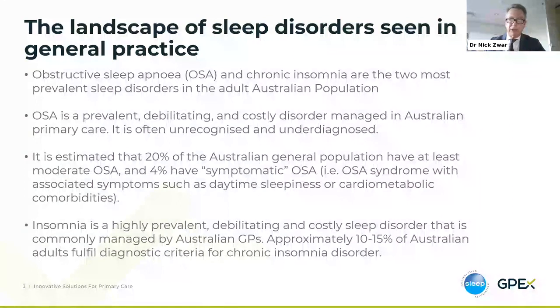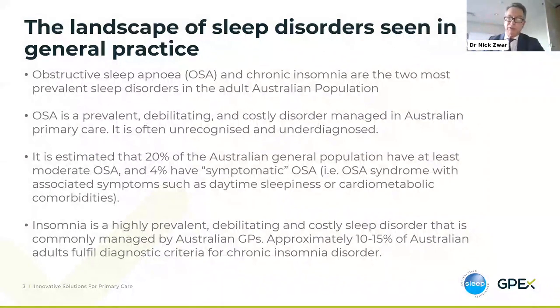It's estimated that about 20% of the Australian general population have at least moderate OSA, and 4% have symptomatic OSA. So that's OSA with associated symptoms such as daytime sleepiness or cardiometabolic comorbidities. And Sitapa will talk a lot more about OSA in the section a little bit later in this webinar.